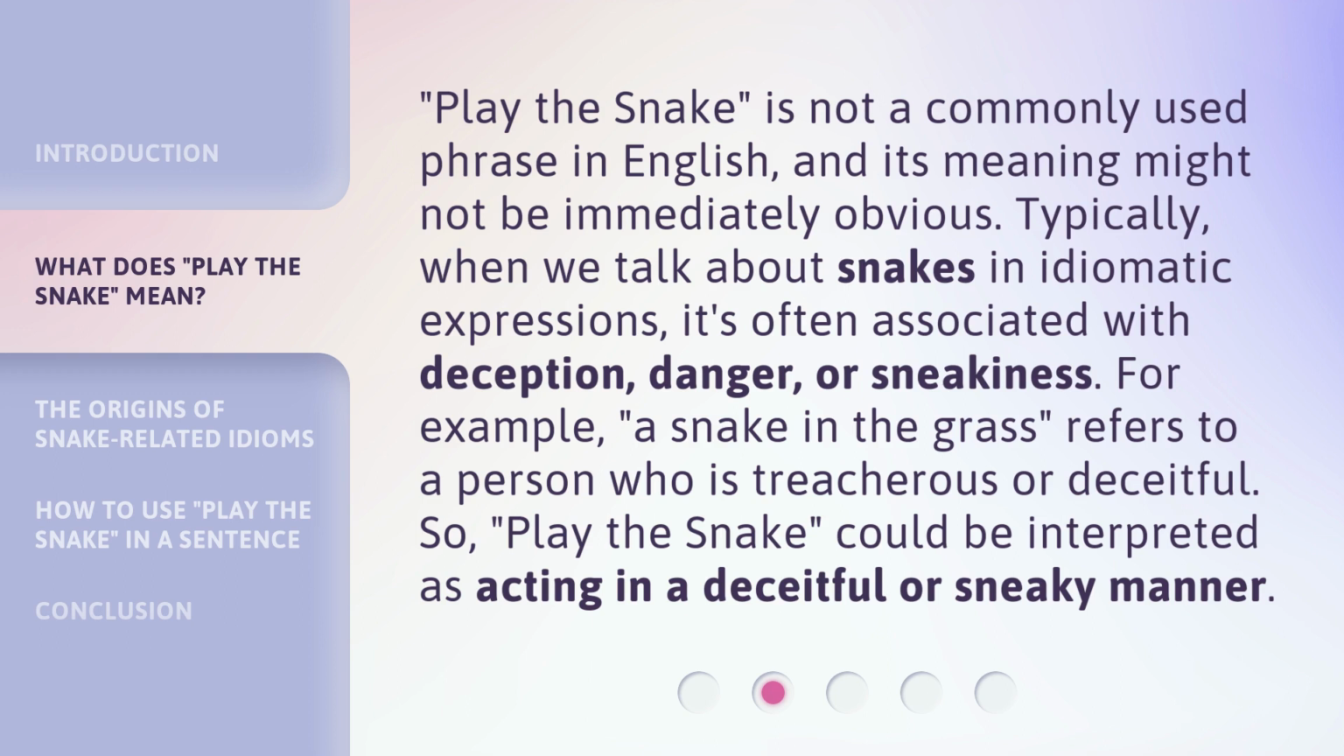"Play the snake" is not a commonly used phrase in English, and its meaning might not be immediately obvious. Typically, when we talk about snakes in idiomatic expressions, it's often associated with deception, danger, or sneakiness. For example, "a snake in the grass" refers to a person who is treacherous or deceitful. So, "play the snake" could be interpreted as acting in a deceitful or sneaky manner.